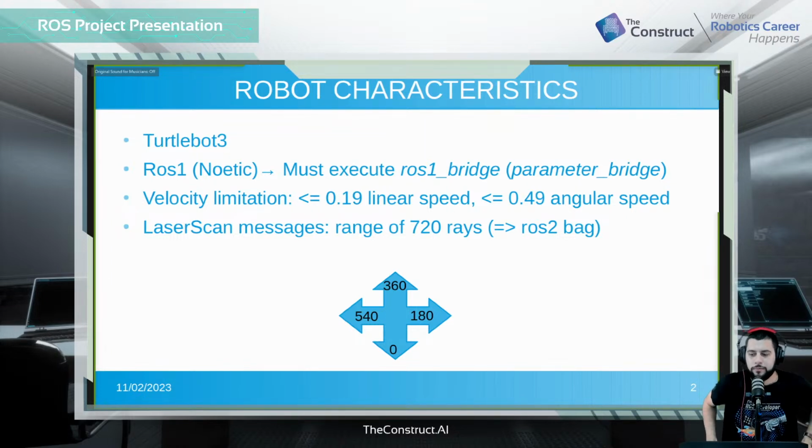So the front laser is equal to ray 360 of the laser scan. The left is 540 and the right is 180, and the back laser is 0.